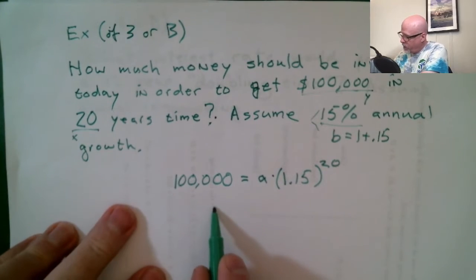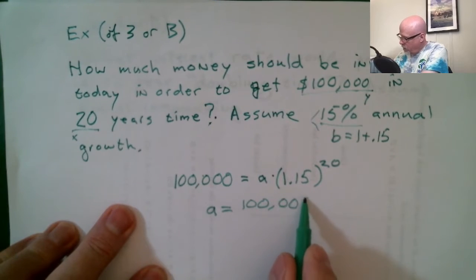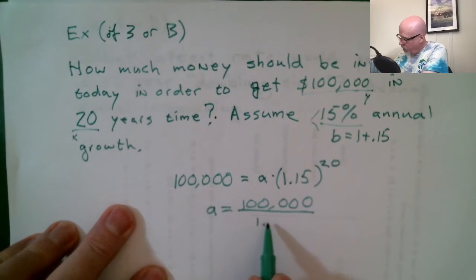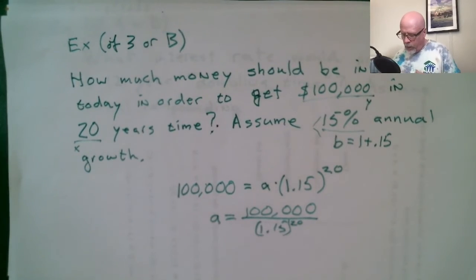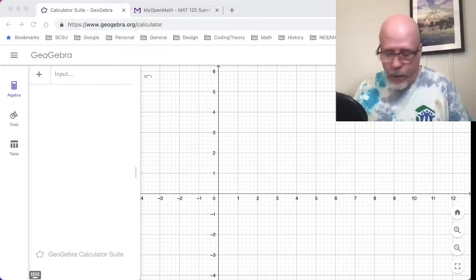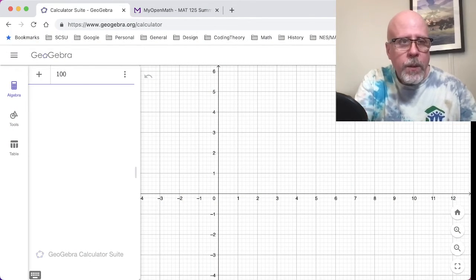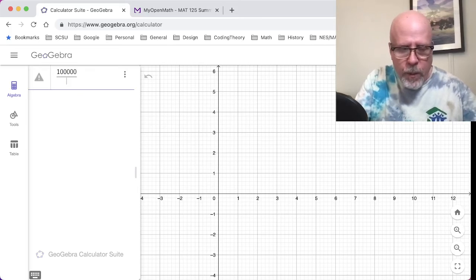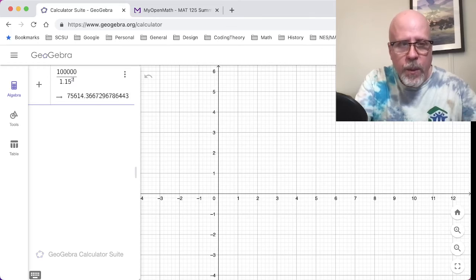All right, so maybe we should do that. But let me write it first as just saying, look, a is going to be 100,000 divided by that 1.15 to the 20th power. It would look better if I put parens around that thing. All right, so switch over to GeoGebra and see what that number is. I think I can just go ahead and put it in directly. So 100,000, that many zeros, divided by 1.15 raised to the 20th power.